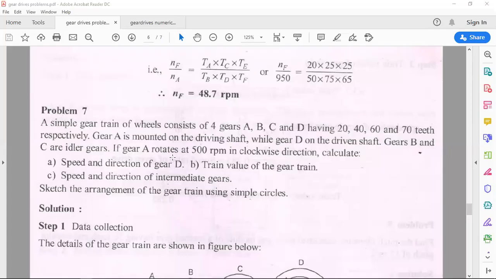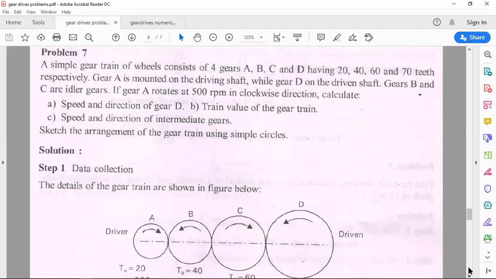So gear A is mounted on the driving shaft, gear D is on the driven shaft, and B and C are the idle gears. If gear A rotates at 500 RPM in the clockwise direction, calculate the speed and the direction of gear D, the driven gear. We need to find the speed of the driven gear as well as its direction. Train value of the gear train is nothing but the reverse of the velocity ratio; 1 by velocity ratio gives the train value. We also need the speed and direction of the intermediate gears, which are the idle gears.